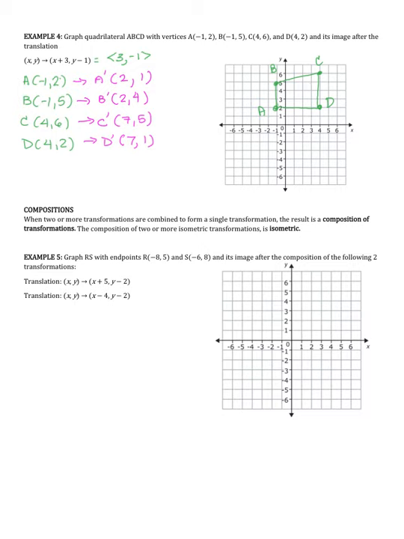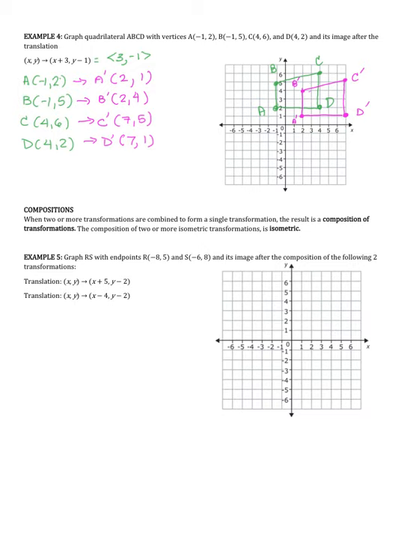So we can see if we go to 2, 1, here's my A prime. 2, 4, it's going to be B prime. 7, 5, that's going to be C prime, and 7, 1, D prime. So you can notice that it should be the same size, the same shape, all the angles are the same. It's merely gotten translated 3 units forward, down 1 unit.